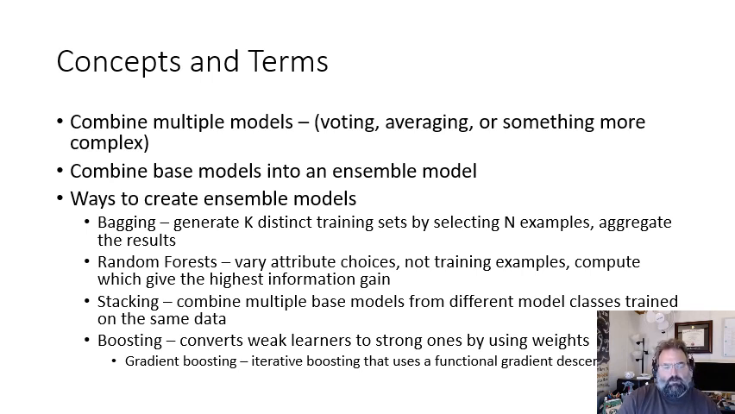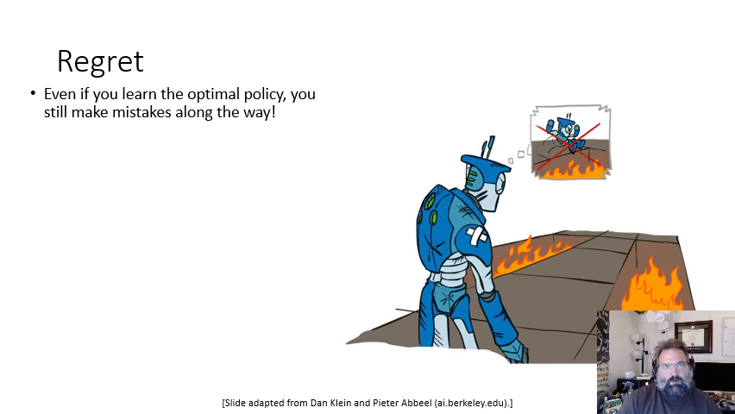And boosting is a way of taking a weak learner, which is one that's not that much better than random, into a strong one, and you do so by using weights. The most common one you'll hear about is gradient boosting, and that's about using iterative boosting with a functional gradient descent algorithm. So when you hear that term, that's what it's about.